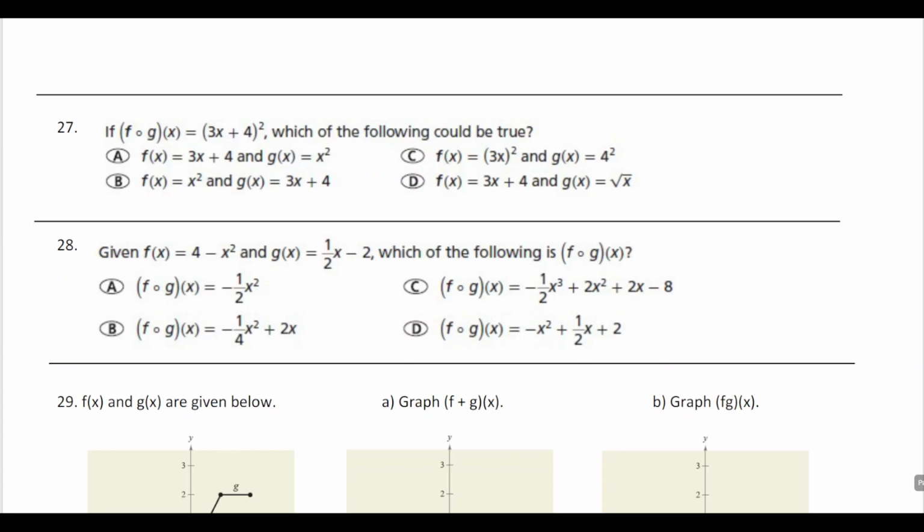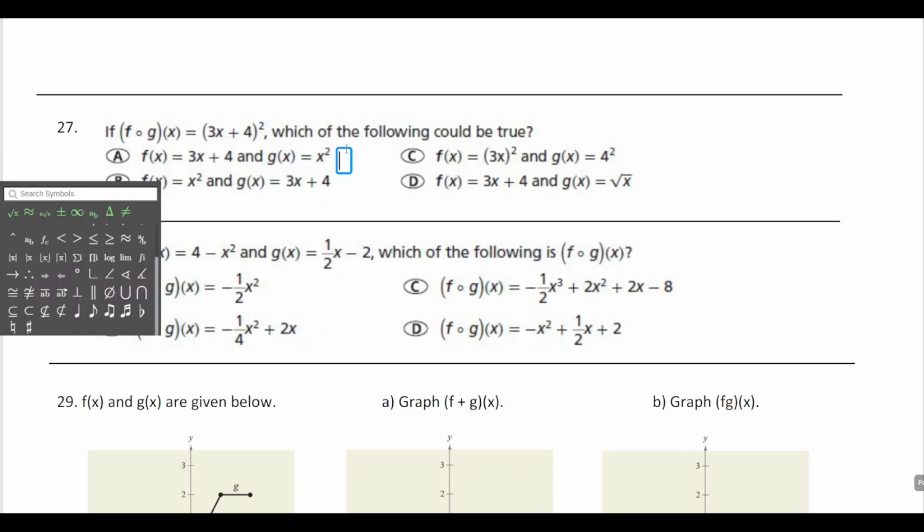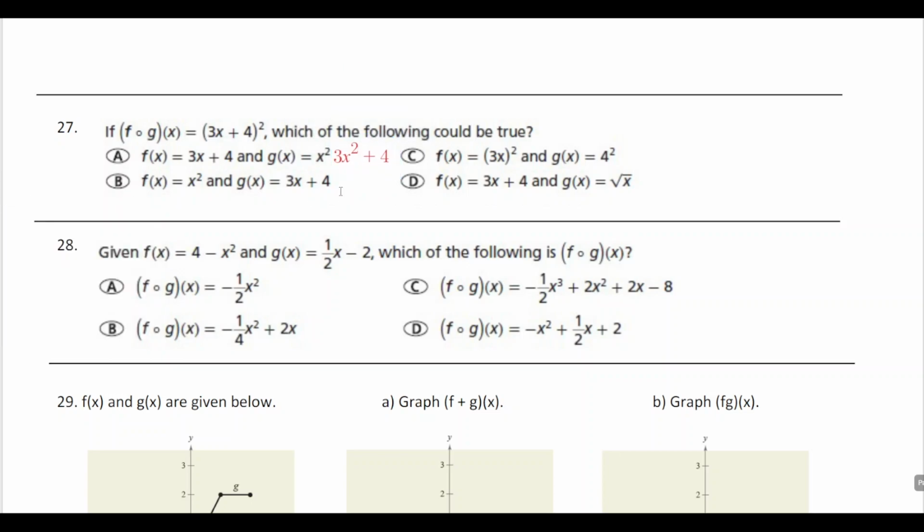This says that f of g of x is 3x plus 4 squared. Which of the following could be true? Well, if f of x is 3x plus 4 and g of x is x squared, f of g of x, if we substitute x squared into this, what we're going to get is, so this is kind of going the wrong way, it's 3x squared plus 4, so yeah, it definitely cannot be A. If it were B, and we substitute this in there, we're going to get 3x plus 4 squared, so I'm pretty sure that's going to be our answer here, but it might be worth checking out some of the other answer choices.